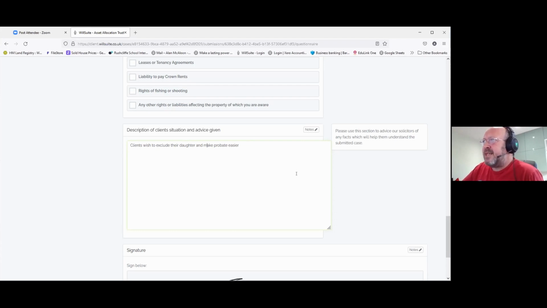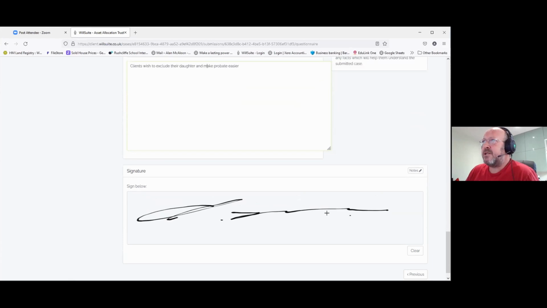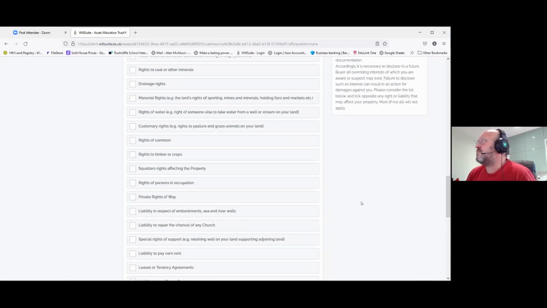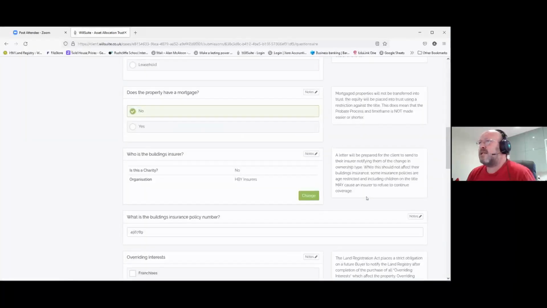So notes in here help us look at the case and tell you if we think you might have missed a trick or something like that. So this is helpful. And then just draw your signature, save it and finish it. And that's it. So there are no more outstanding questions.